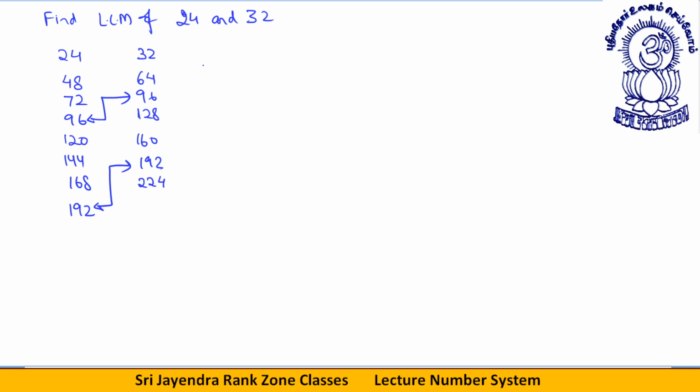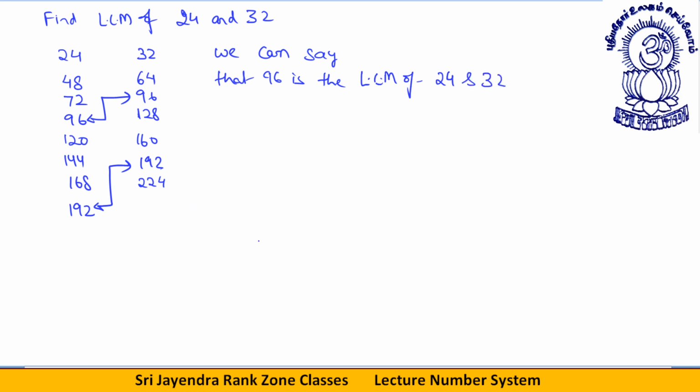From here, what I can conclude is that 96 is the LCM of 24 and 32. This is one way of finding the LCM.